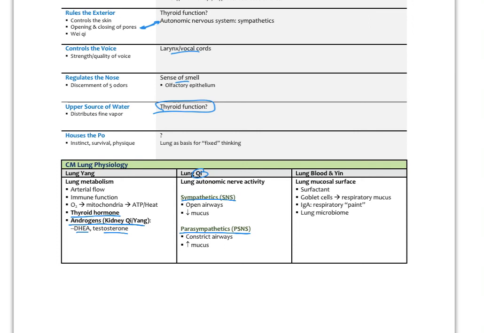And then the lung, blood, and yin, we can think of that as the mucosal surface we talked about, including the surfactant, the respiratory mucus, the immune paint, which is the mucus with IgA, and the lung microbiome could all be part of the lung yin. So when we're talking about lung pathologies, we often see a breakdown in one of these functions, and there are specific herbal therapies, acupuncture protocols, etc., which can target these physiologic functions. So that does it as our basic introduction. Covered most of the concepts we need to know as we now jump into respiratory pathology in the coming videos.